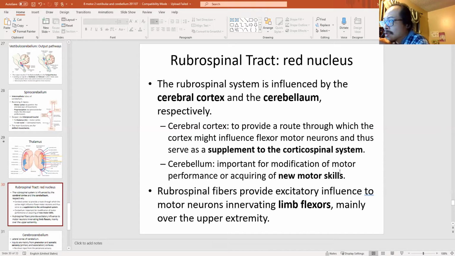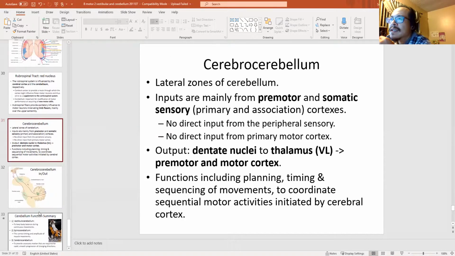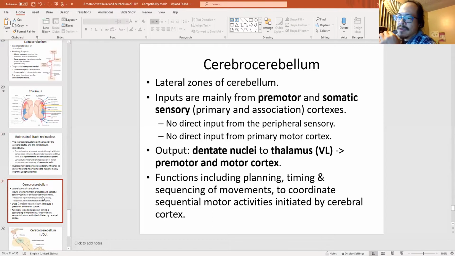Cerebellum is one we learned today. We learned that right now. And that is important to improve the performance of a new skill. And the input from the cerebral cortex is a supplement to support the corticospinal tracts, the spinal pathway. So that's that. And then the last but not least is the cerebral cerebellum.